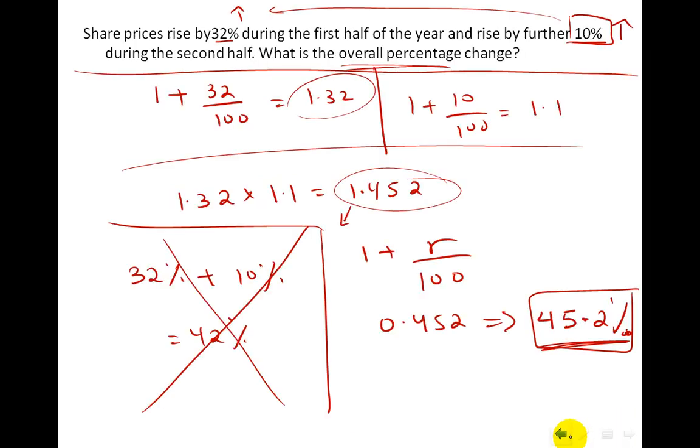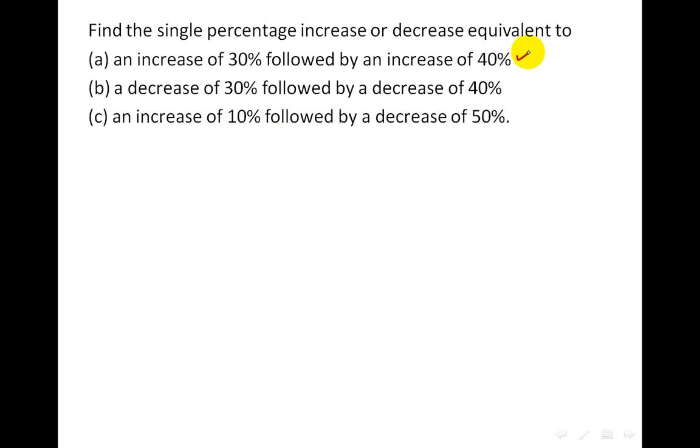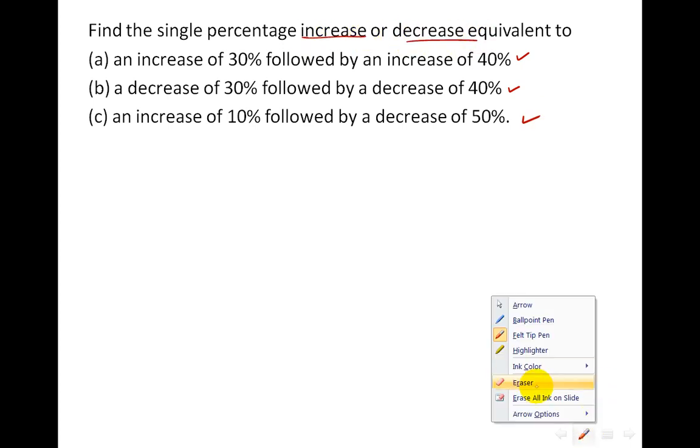Okay, I'll give you some questions that I want you to try by yourself. Here you have 3 questions. First one, an increase of 30% followed by an increase of 40%. Second, a decrease of 30% followed by a decrease of 40%. Third one, an increase of 10% followed by a decrease of 50%. So I want you to find the overall percentage of increase or decrease. Okay, that's all.